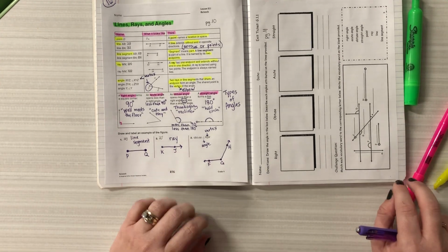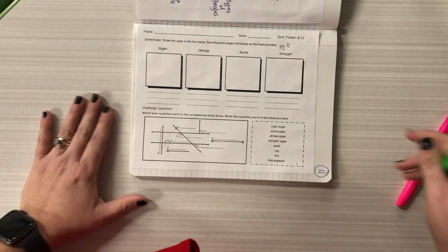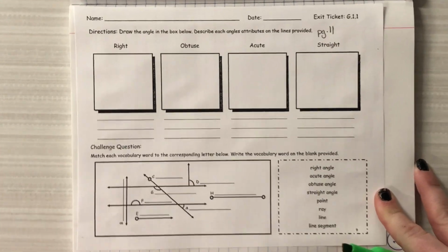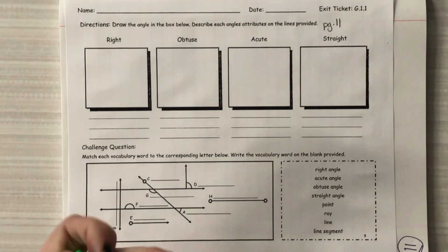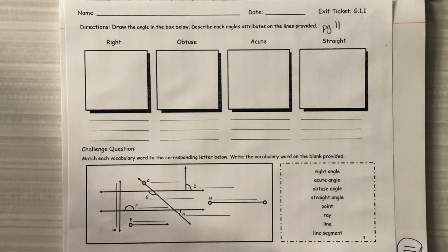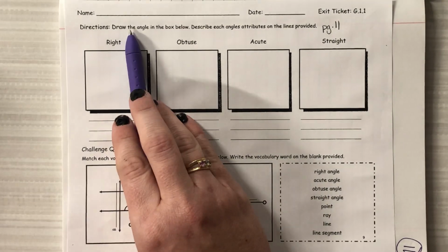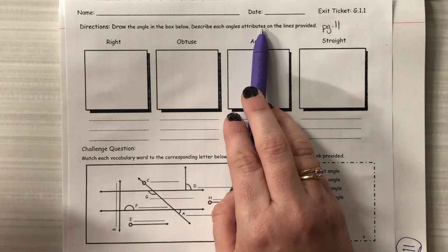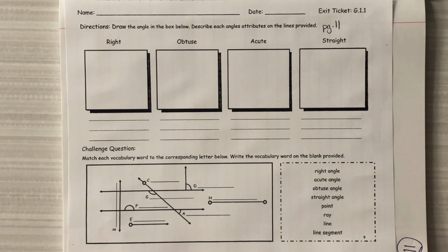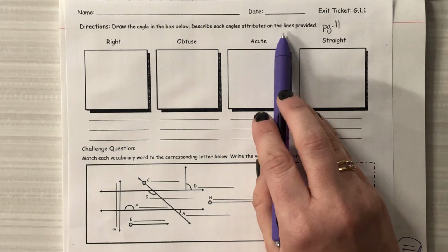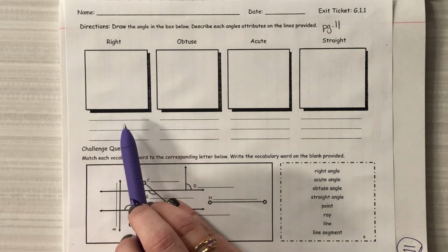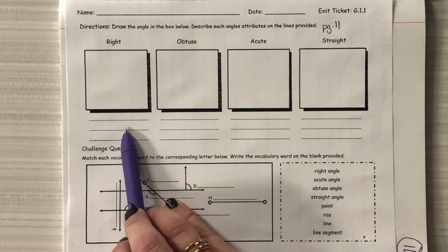Once we're done with the teach page, we're now going to do some more practice on the right page. So go ahead and flip your page so you can see a little bit better. This is just helping us with some practice and identification. The first part says for us to draw the angle in the box below and describe each angle's attributes. Attributes are the characteristics that help us identify what that is on the lines provided. So the box is the example of our drawing, and then the lines are our descriptions.